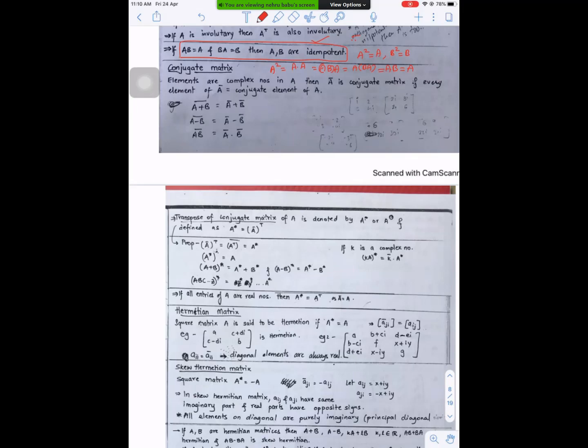Okay, so if you see these definitions, conjugate matrix means if A has elements as complex numbers, and we take all elements' conjugate, then we denote that with A bar. A bar is the conjugate matrix. And here properties also: (A plus B) whole bar is the same as A bar plus B bar, and (A minus B) whole bar is A bar minus B bar. (AB) whole bar is A bar into B bar. Not reverse law. I didn't take transpose. Whenever you are taking transpose, only in that case will the reverse result come. Otherwise the same order will come. So (AB) whole bar equals A bar into B bar.